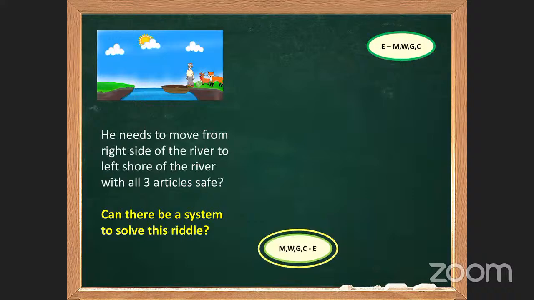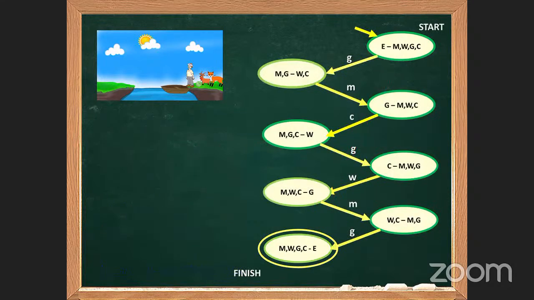At the end, all four articles, man, wolf, goat, and cabbage, are on the left side, while the right side is empty. So basically, the starting point is the problem, the riddle, and at the end, this is how it is solved. But how is that solved? There are basically 8 stages involved.